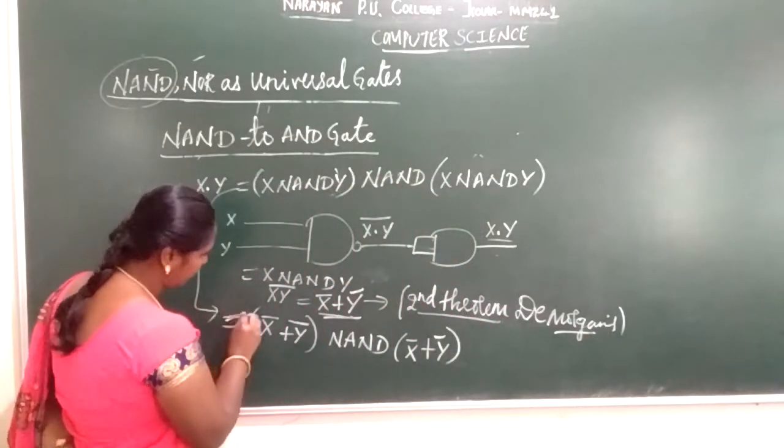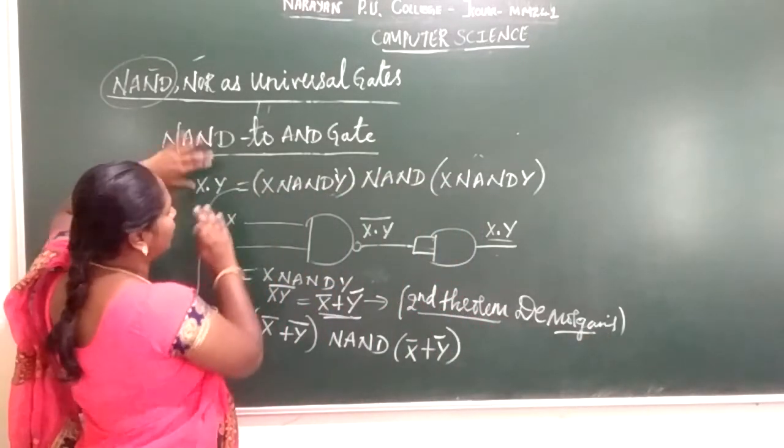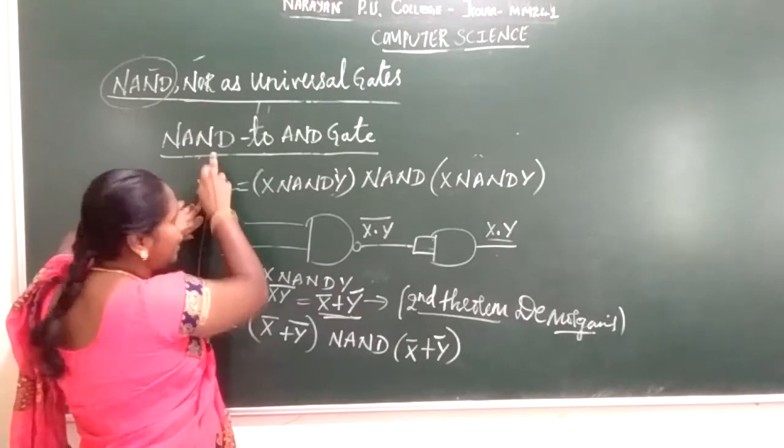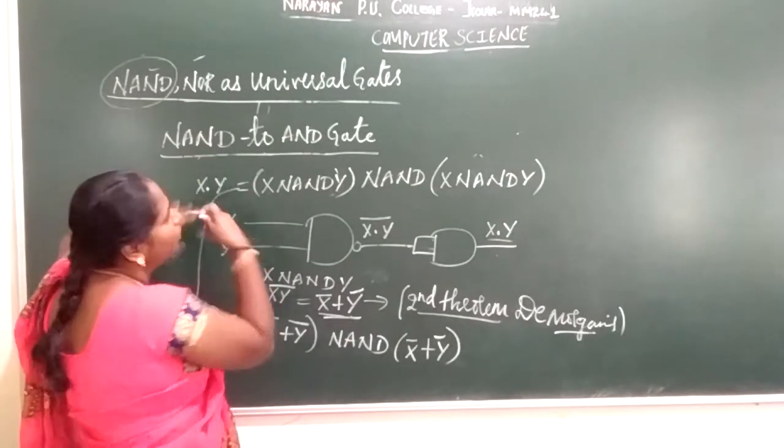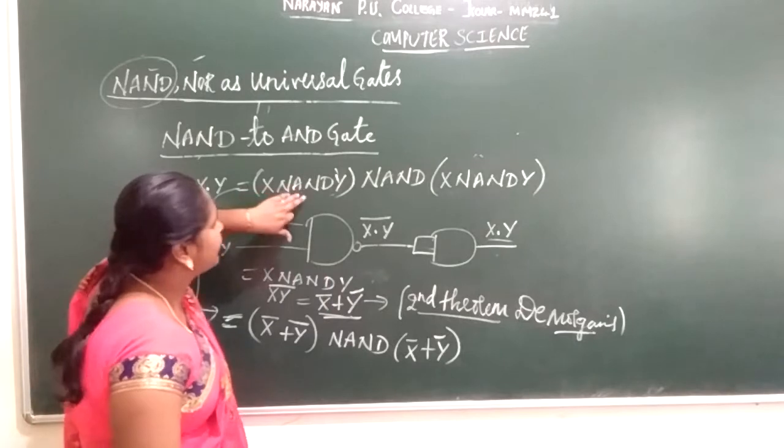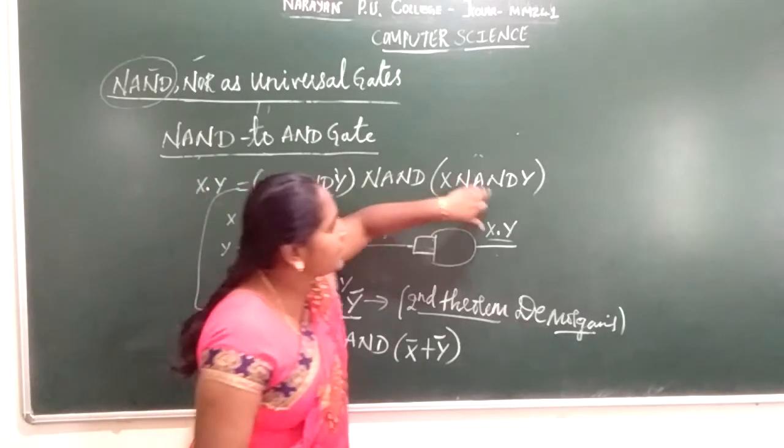So till here, see once again I say x into y. You should get the result with the help of a NAND gate. You should get the result as x into y. How can this be implemented? x NAND y, NAND of x NAND y.